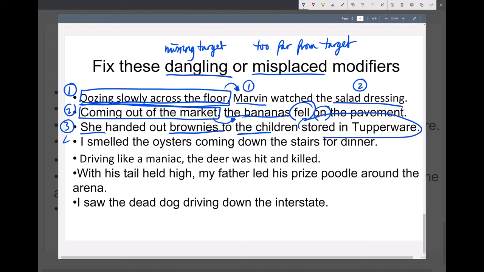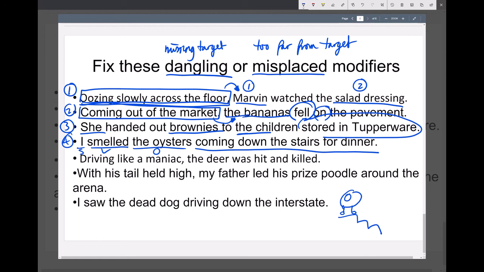I smell oysters coming down the stairs for dinner. Now, the modifier for this one is coming down the stairs for dinner. So, I smelled, subject, verb, the oysters, object. So, this one again is very similar to the bananas sentence. So, you got little oysters, and apparently they have legs, and they're coming down the stairs for dinner. So, they can walk and eat.